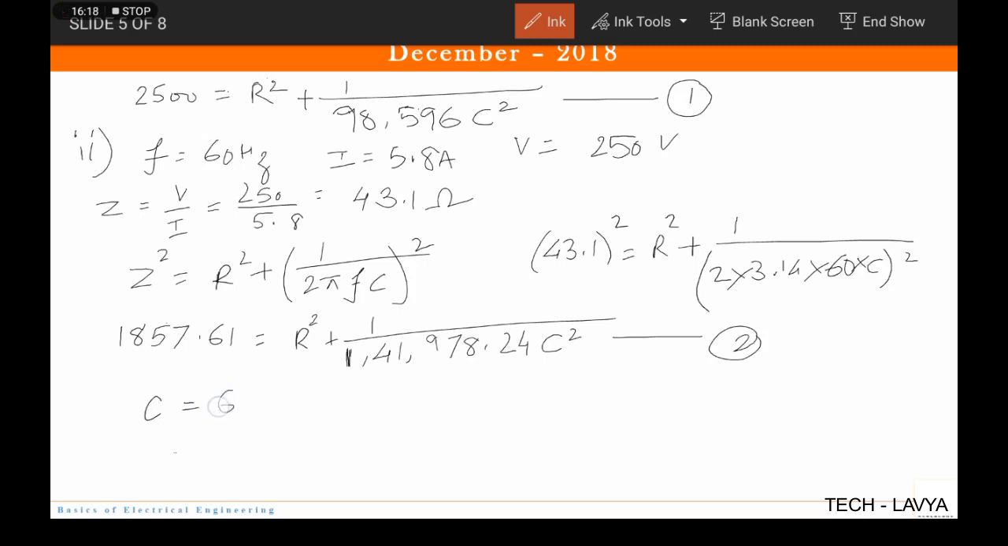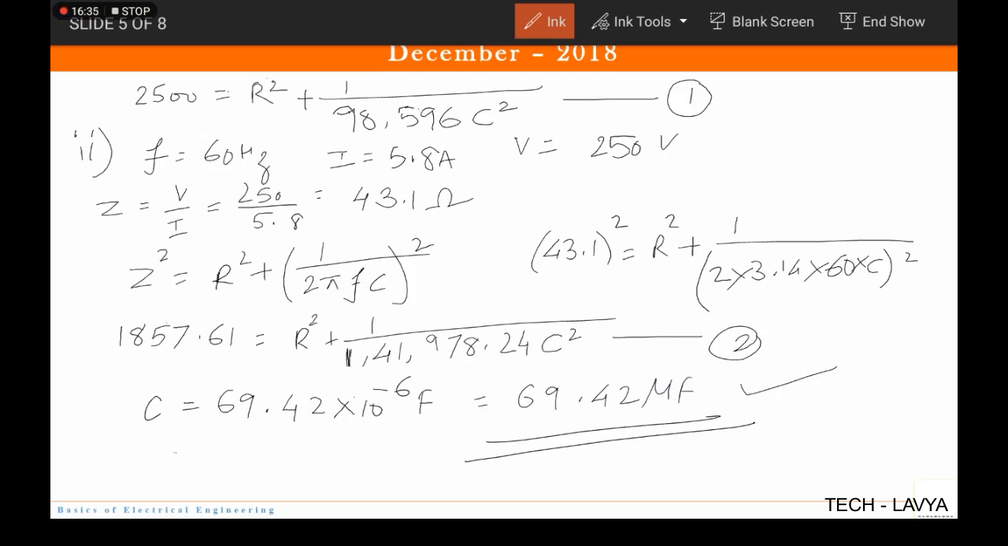So after solving this, the value of C comes out to be 69.42 into 10 raised to power minus 6 farads, or that can be written as 69.42 microfarad, since 10 raised to power minus 6 means micro. So we got this answer now. When we put the value in any one of the equations, we get R to be 19.94 ohms. So we get this answer also.